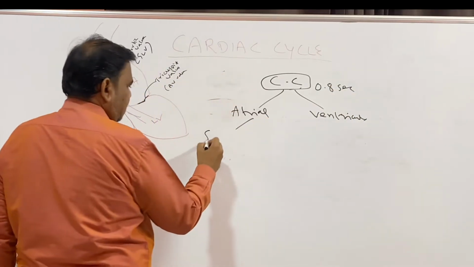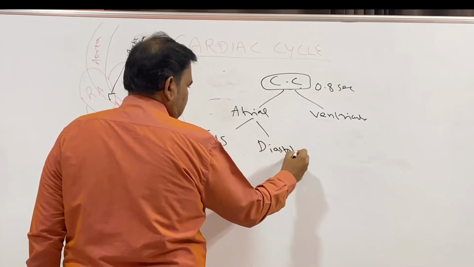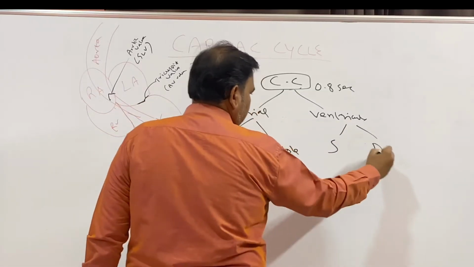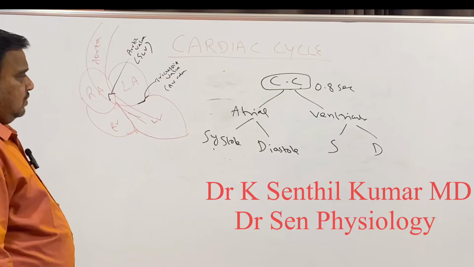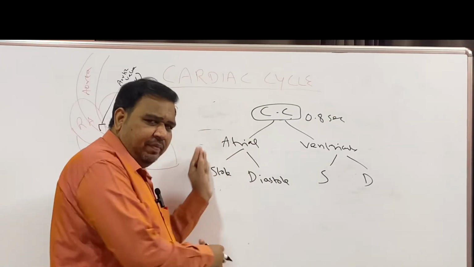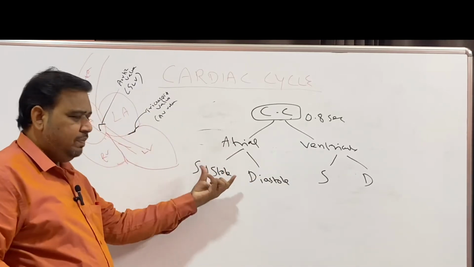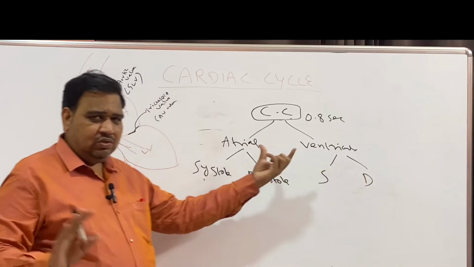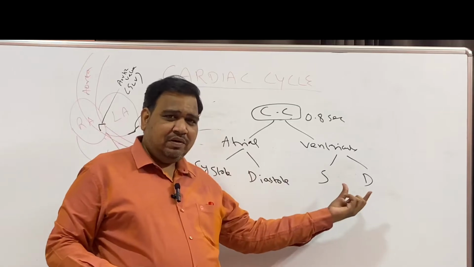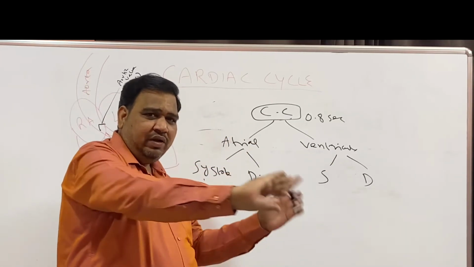So atrial events is divided into atrial systole and atrial diastole. Systole is contraction, diastole is relaxation. Ventricle again, ventricular systole and ventricular diastole. Whenever an atrial event is occurring, at the same time a ventricular event is occurring. I am just dividing it into phases, so don't think that this 0.8 seconds is separate and that 0.8 second is separate. Within the 0.8 second, what happens to the atrium, what happens to the ventricle. Like that we are dividing.